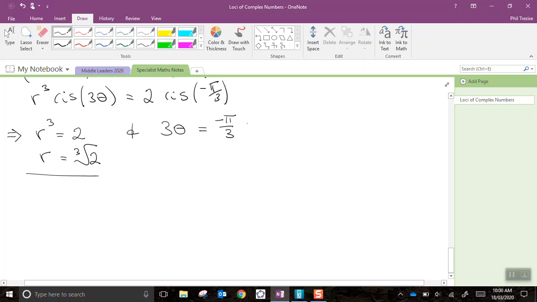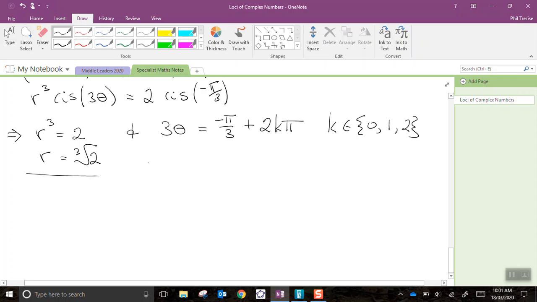But don't forget, this is not the only solution. We could also have any number of full rotations, so 2 times k times pi. Now because we're dealing with a cube root, I would expect 3 unique solutions. So I will say that k can have the value 0, 1 or 2 to give me 3 unique solutions. So no rotations, a full rotation or 2 full rotations compared to this starting point.